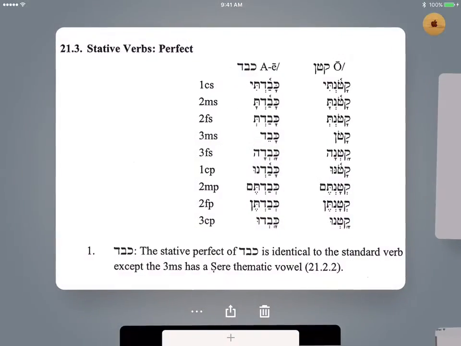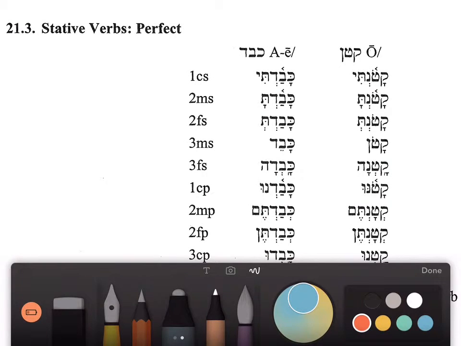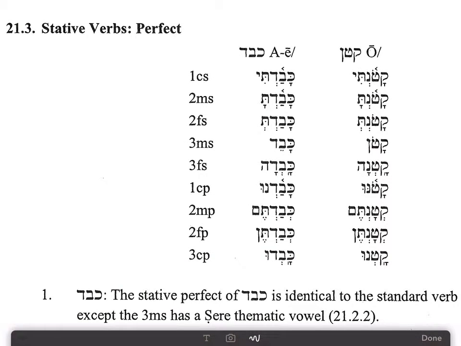Let's look then at the paradigm. So as you can see here, we've got an A/E verb, and we have an O class verb. Notice we're looking at just the perfect, so we only have the left side of the slash related to the vowels. That's all that matters. So as we go down here, we get kavadti, kavadta, kavad, kaved.